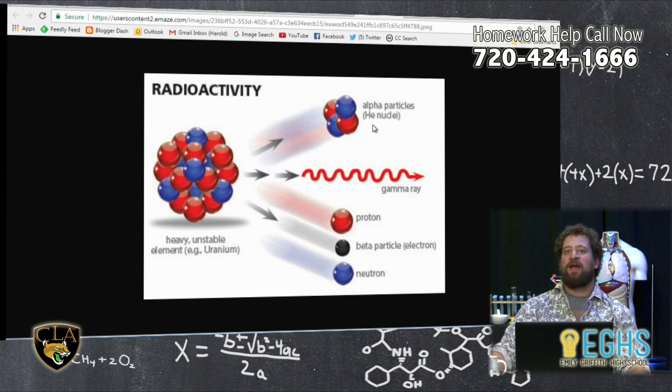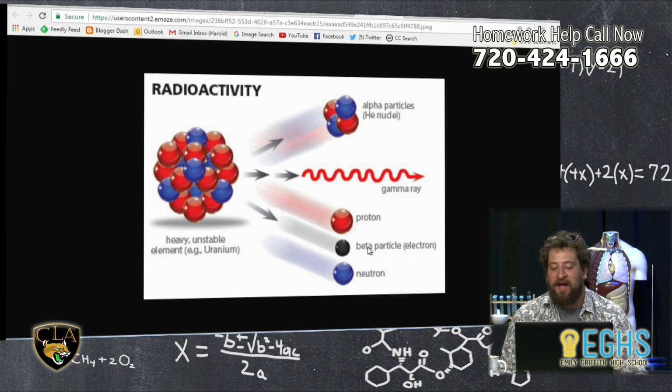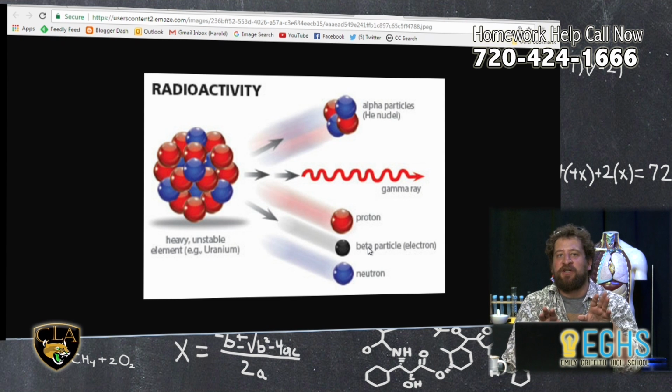Beta particles can be stopped by a slightly thicker material. Beta particles are electrons that are jettisoned off. You can see here, it's represented by this black dot. Typically what happens in beta radiation is a neutron breaks down into a proton and an electron, the electron being shot off. Beta radiation is also not particularly damaging. It's slightly more damaging than alpha radiation.